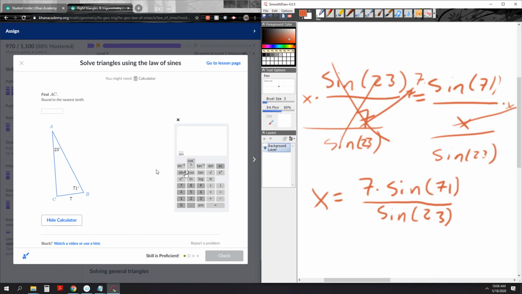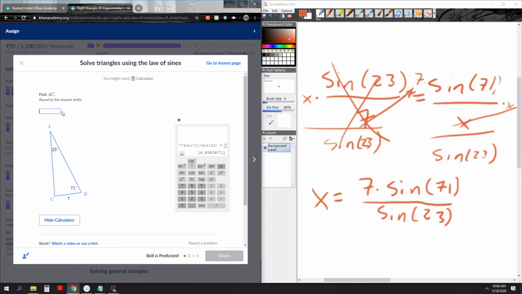Okay? And we're going to do the same thing we did last time. Just dump this 7 times sine directly into the calculator. 7 times sine of 71 divided by the sine of 23. Okay? Notice I'm in degrees. Always check to make sure you're in degrees. 16.9, and if we round to the nearest tenth, it's still going to be 16.9.